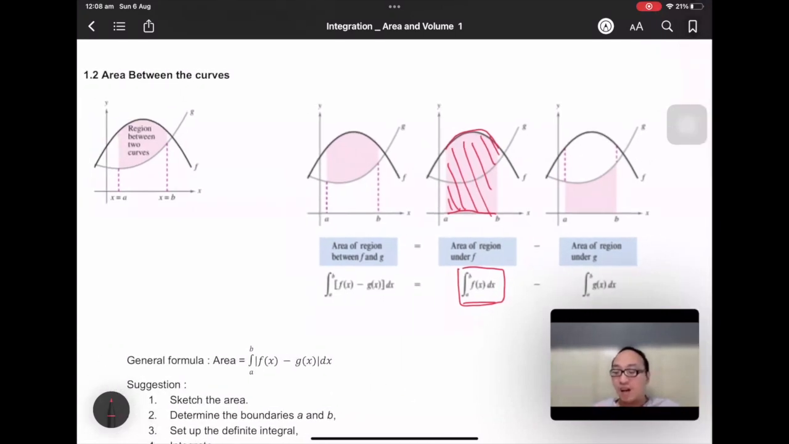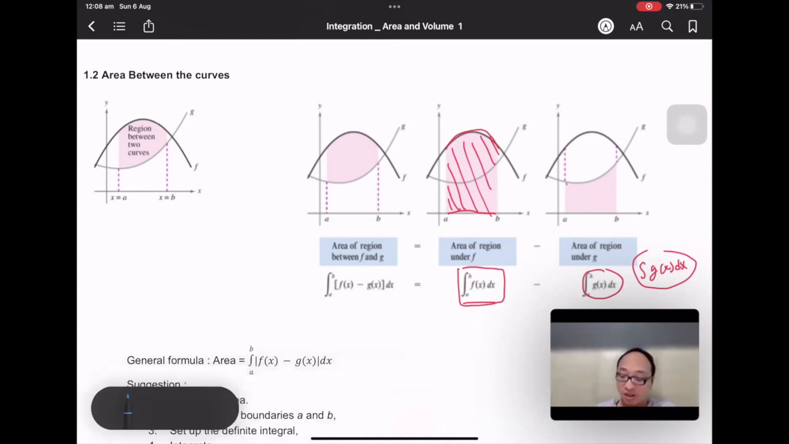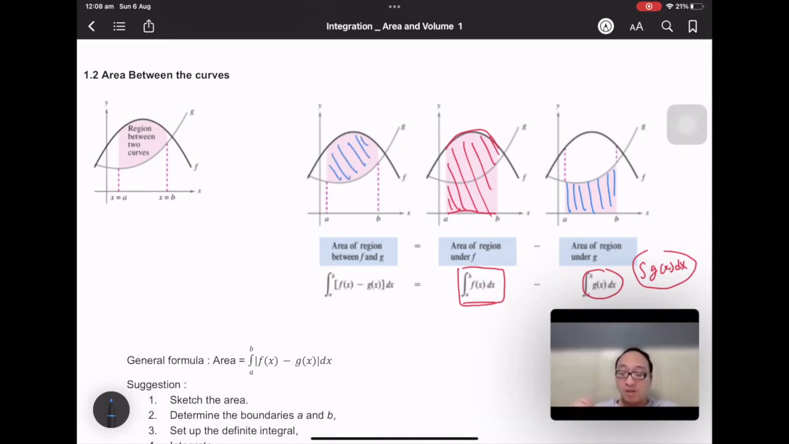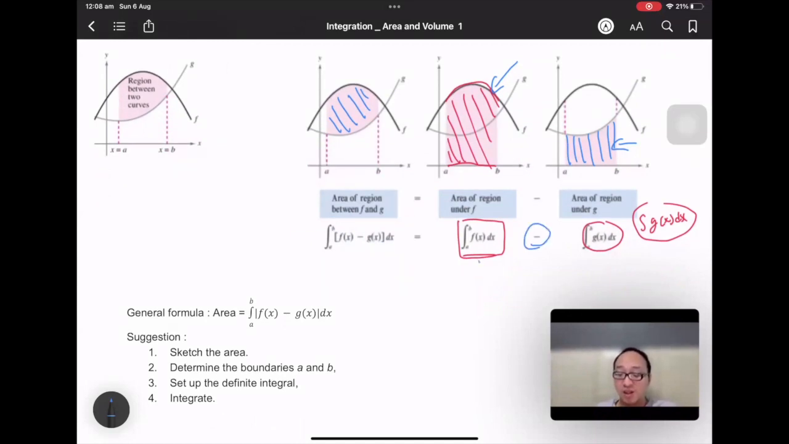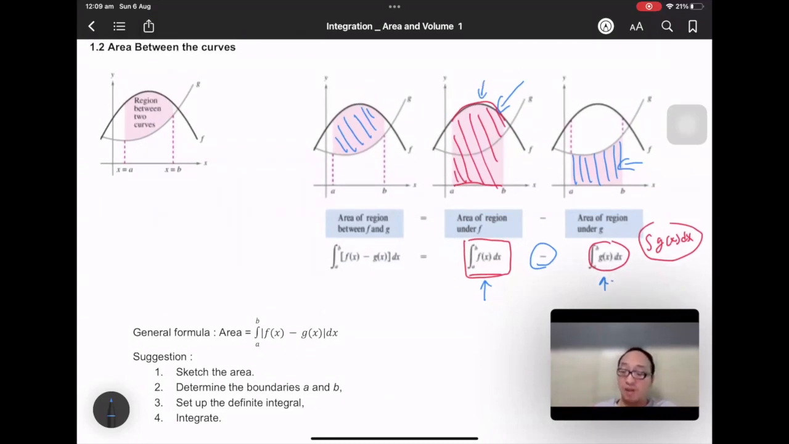But if I have the integral of the function g(x) dx, that means I am looking for the area between the curve g(x) and the x-axis. So I will have only this one between g and the x-axis. So how do I find this one? I have to remove the g area from the f area. That's why I just minus it. So find the area of f(x) and then minus the area of g(x). So find the area of the top one minus the area of the bottom one.